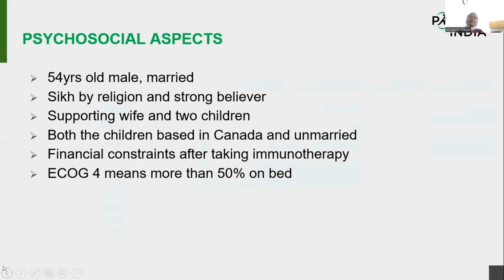So the psychological aspects: a 54-year-old man, married, Sikh by religion. He was a strong believer, and his wife was very supportive. He had 2 children, both based in Canada, and they were unmarried. He had financial constraints after taking immunotherapy, because immunotherapy cost him in lakhs. It was biweekly, and in each session, he had to pay 1.5 or 2 lakhs. So after taking the immunotherapy, he faced financial constraints. His ECOG was 4, he was mostly on the bed or on a wheelchair, and he was not able to do his daily activities.